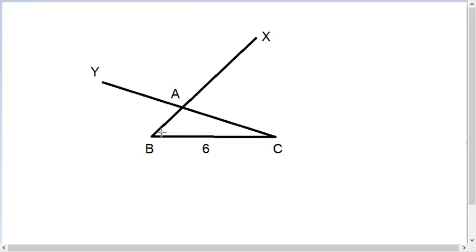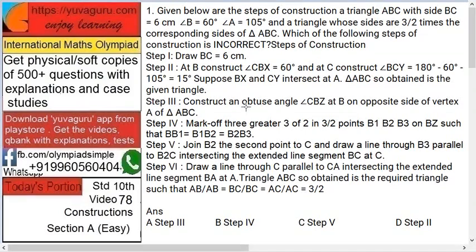Now the other triangle we can draw it over here, anywhere or on this side also. The best way is draw it on the opposite side, means below side. Okay. Now we'll go to step 3. Construct an obtuse angle CBZ.